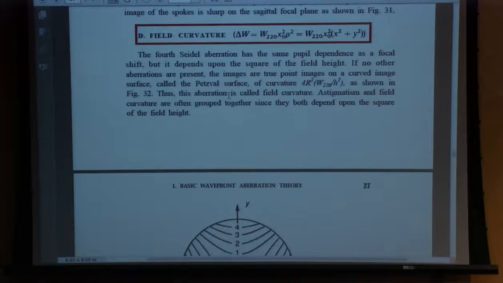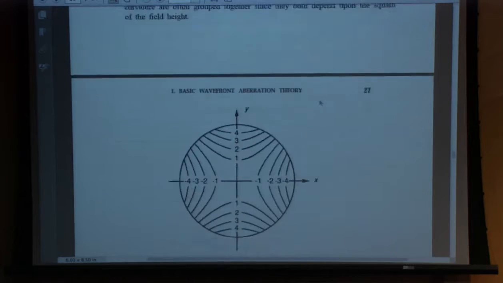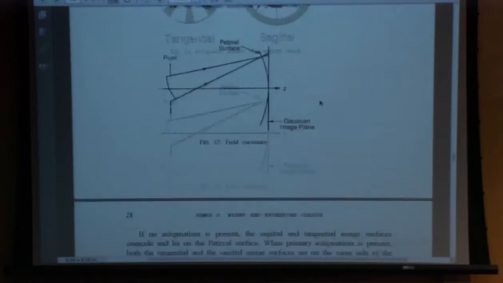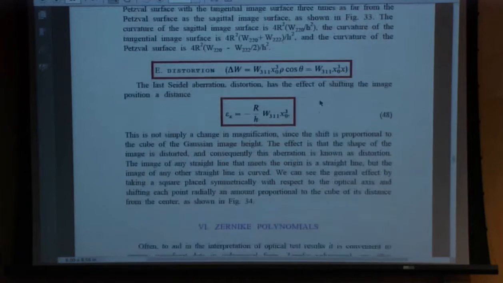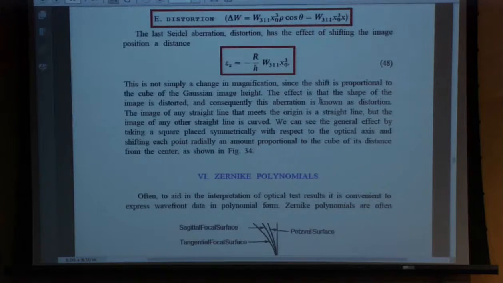But sometimes you do. And you might think for a second, astigmatism also went as a square of the field height, so sometimes people will group these two together. So that's about all I was going to say about field curvature, so I'm sure I haven't convinced you that that's your favorite aberration. But I'll come down to distortion. Maybe I can convince you that's your favorite.